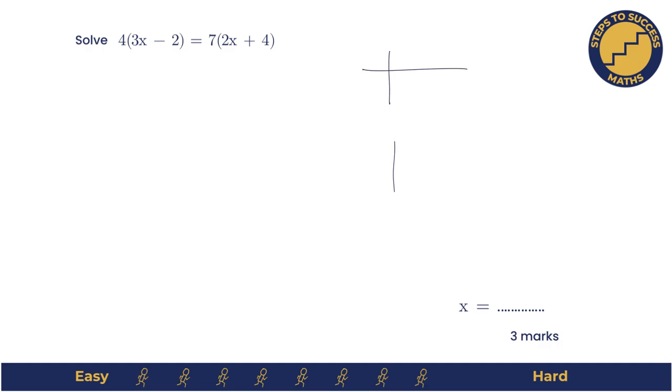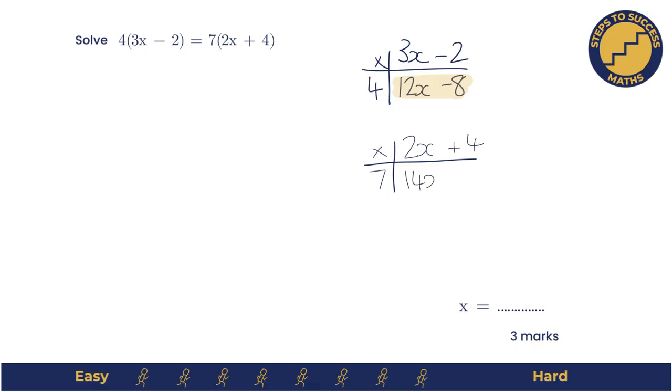The first one's got 4, then 3x minus 2. 4 times 3x is 12x, and 4 times negative 2 is negative 8. Be really careful with the negative, make sure you carry it all the way through your brackets. And then we've got to do the other one, which is 7 times 2x plus 4. So 7 times 2x is 14x, and 7 times 4 is 28, plus 28.